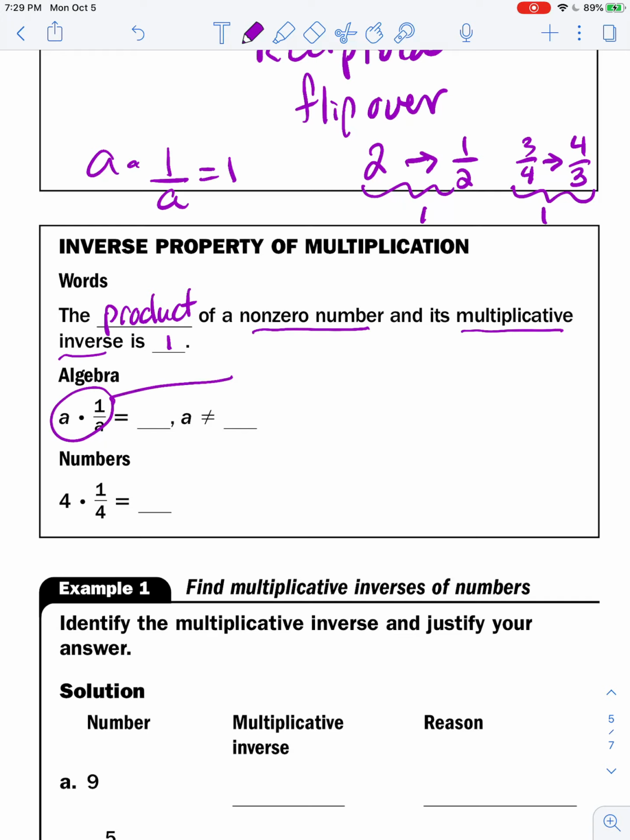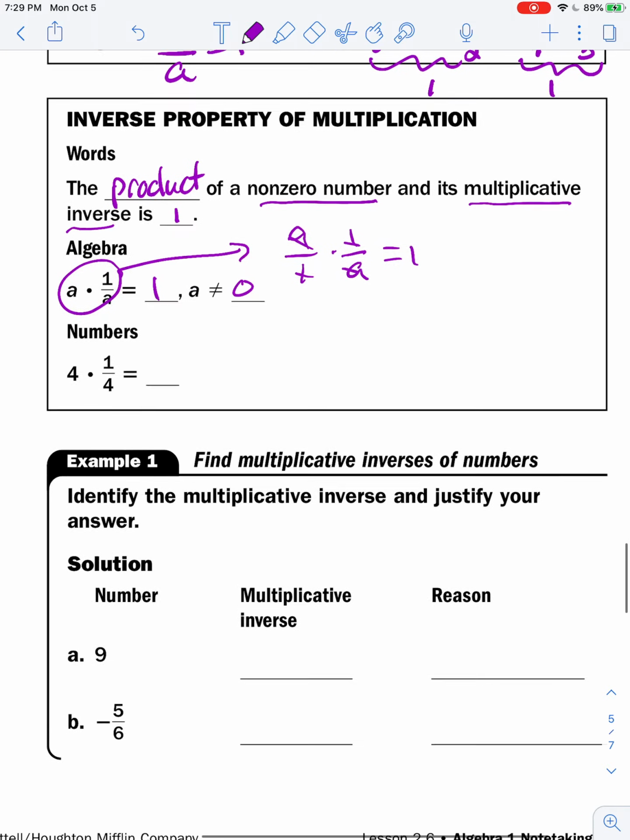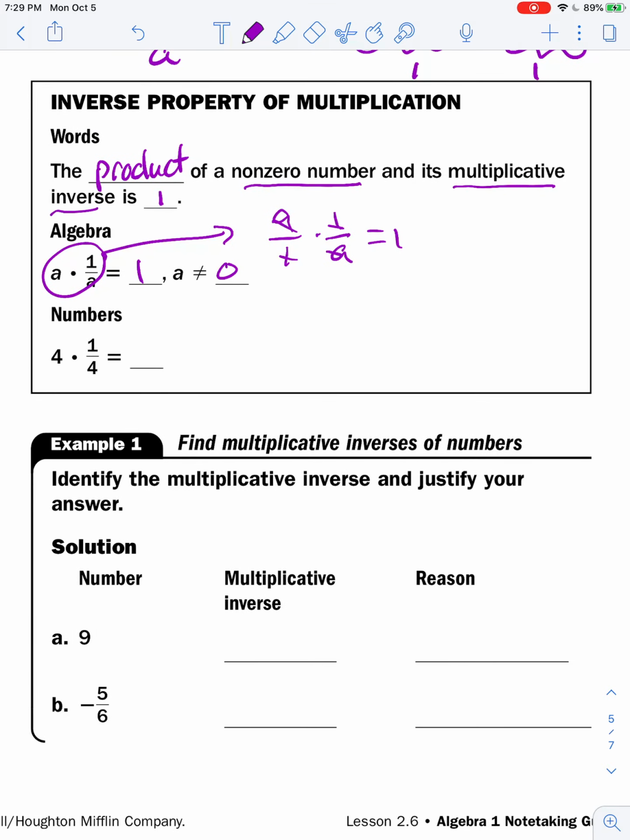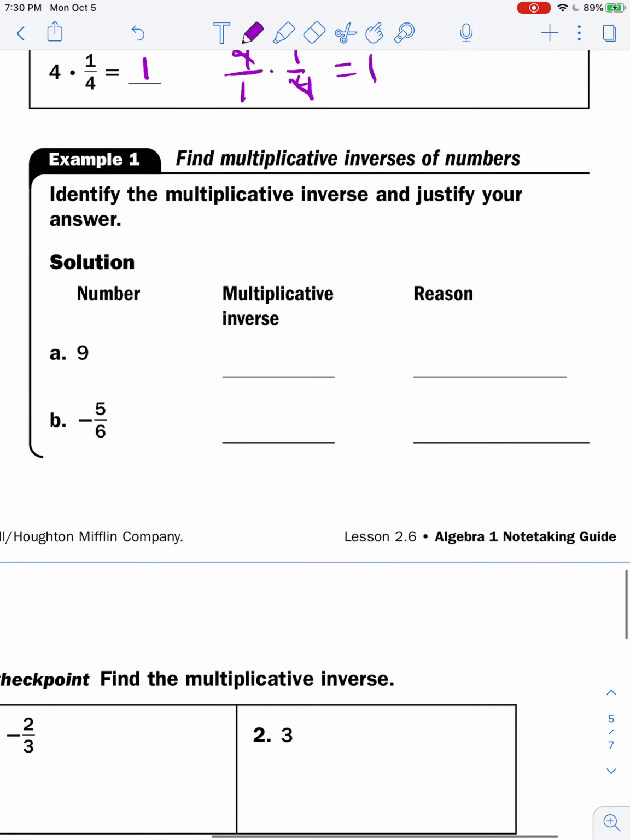So what happens is if you think of this as a over 1 times 1 over a, everything cancels out. So you just get a 1 as long as a is not 0, because if a was 0, everything becomes 0. Same thing here. This is the same as saying 4 over 1 times 1 over 4. So the 4's cancel and you just get 1. So basically a number and its reciprocal cancel each other out.